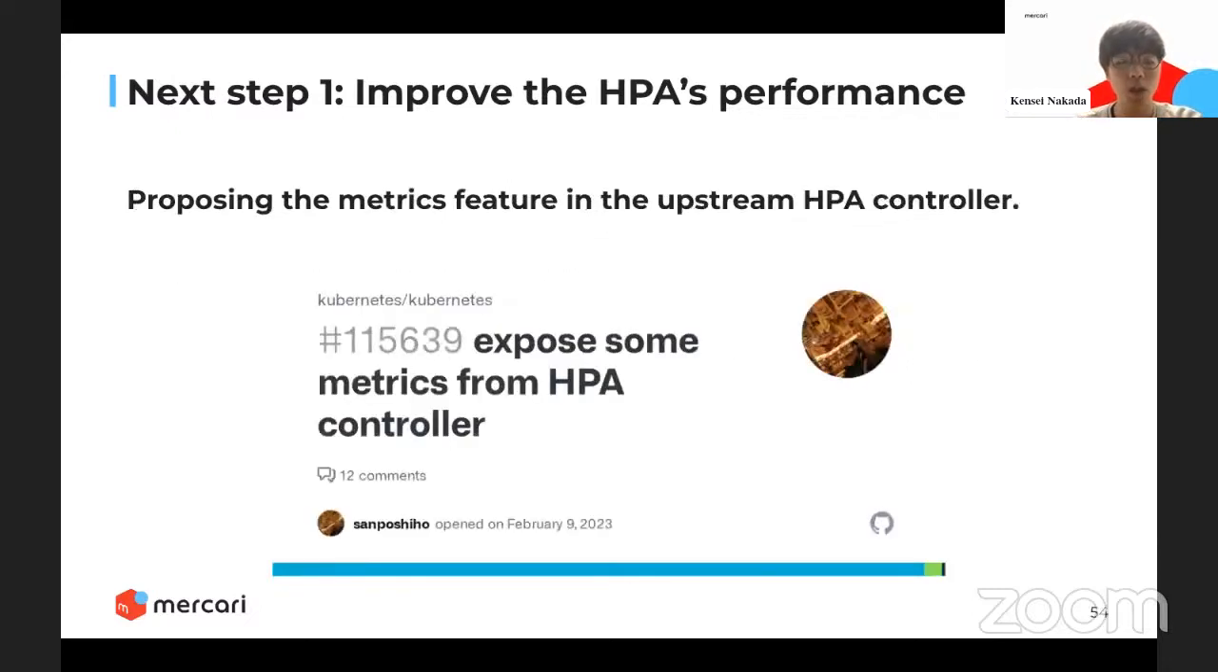Actually, now we cannot even see the current performance of HPA. So in the upstream, we are now proposing the metrics feature in the controller so that we can see exactly the time the controller takes to handle one HPA object.